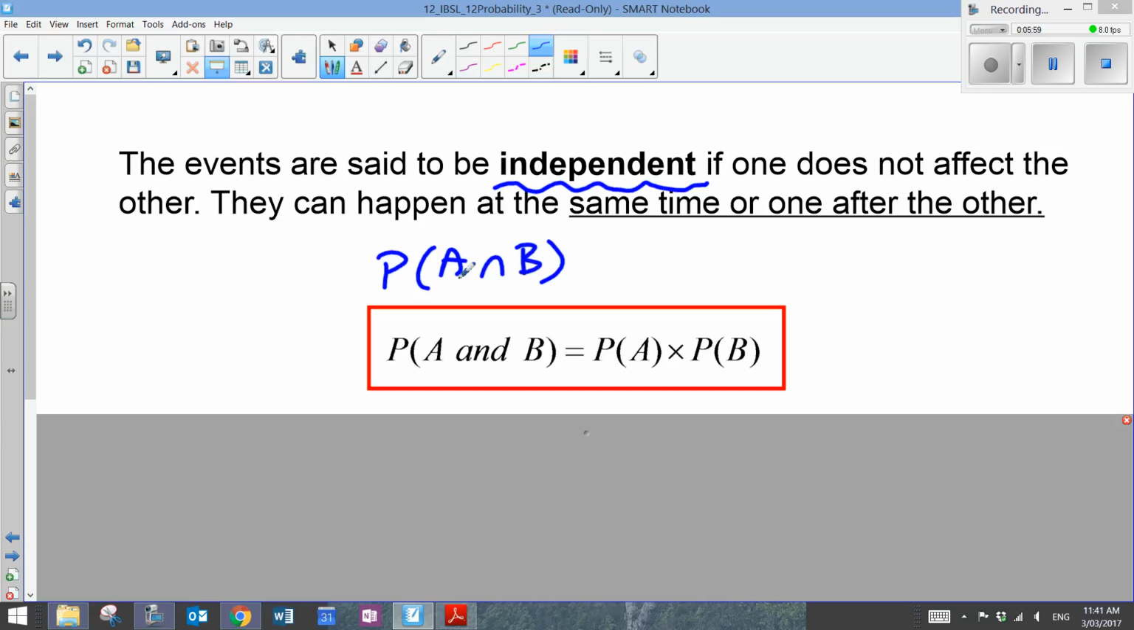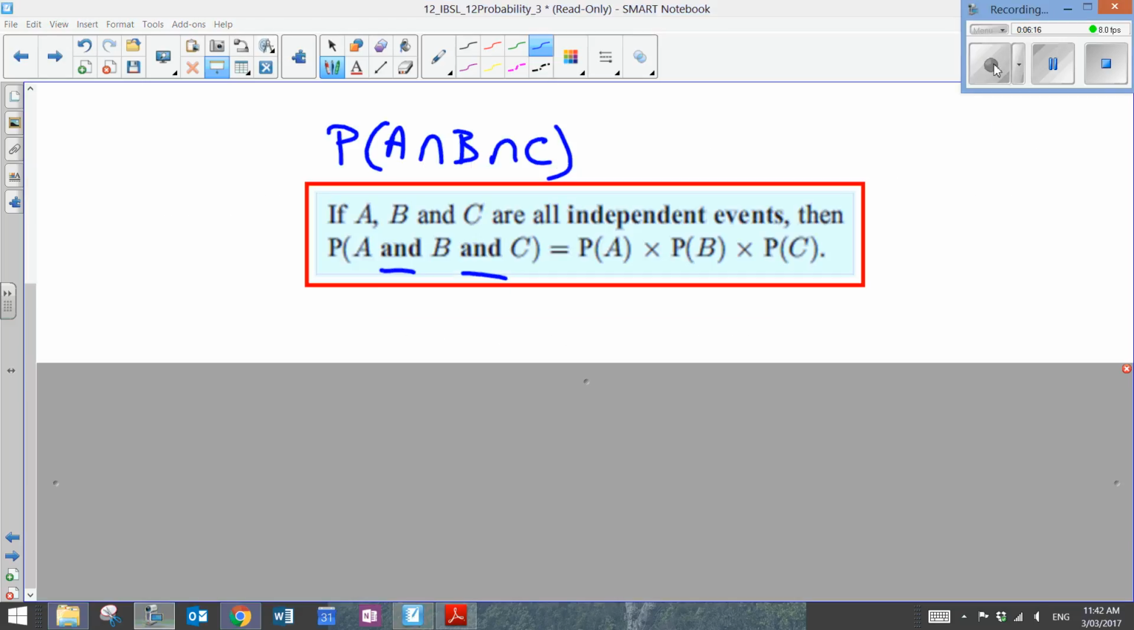So the notation is probability of A intersect B. That symbol right here stands for intersect. Every time we say it, we're thinking and: probability of A and B, so two events happening in conjunction. And if we happen to have more than two events occurring at the same time, we can say all three are independent events and just multiply all three probabilities. So this extends beyond just two events. For more than one event, we multiply when we have an AND situation, or an intersection of events.